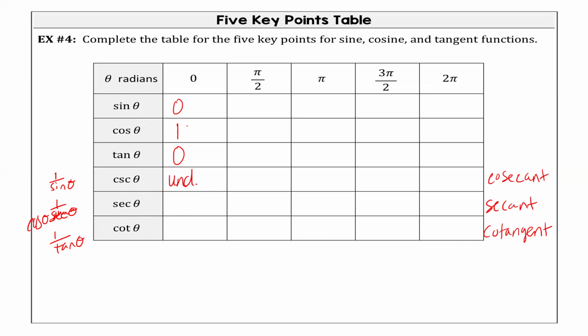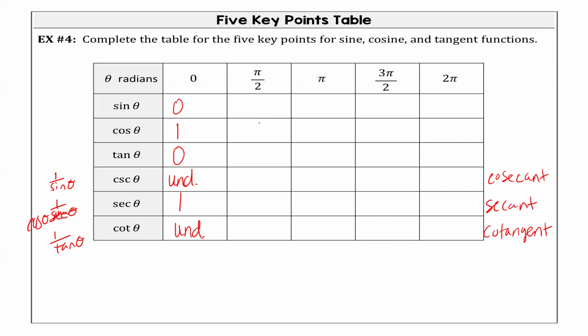Undefined. Secant is 1 over cosine. What is 1 over 1? Perfect. Cotangent is 1 over tan. What is 1 over 0? Undefined. Do you see what I want you to do with the rest of the 4? Yeah. Can you do it? All right, go. All right, here we go.